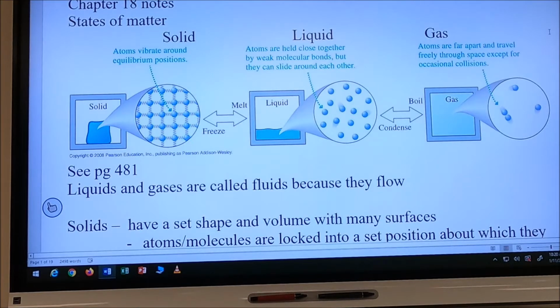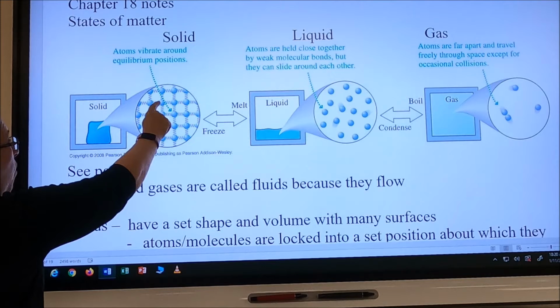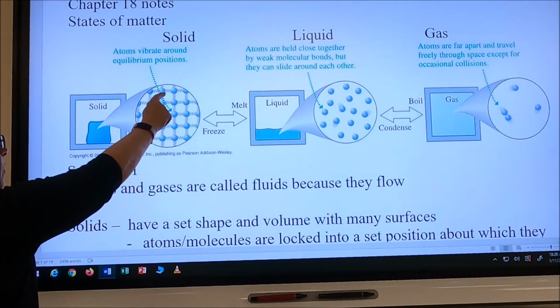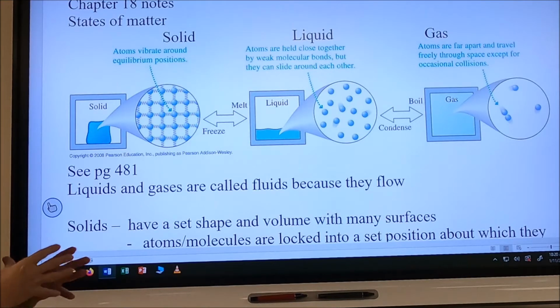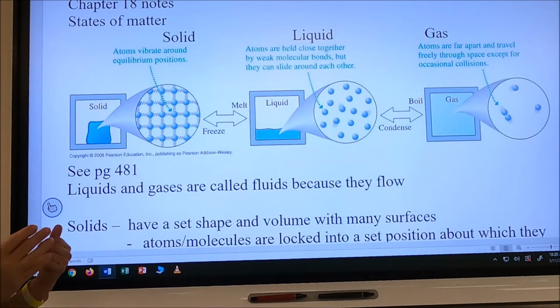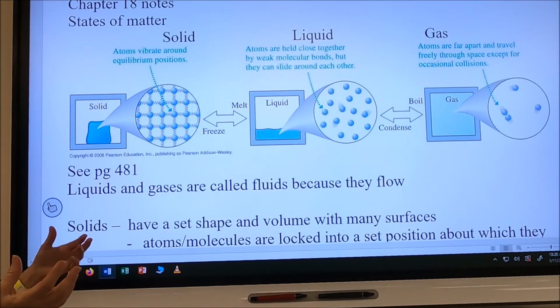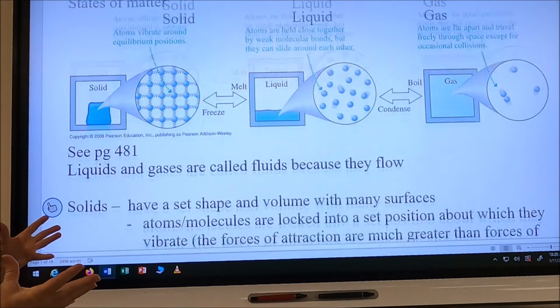Now, remember that a solid has a set shape and a set volume, and it has many surfaces. And that's because there are quite strong interactions, okay, between the particles. So if you think about two things at play, one against the other, we have the attractions between particles and we have collisions which try to push them apart. In the solid, the attractions are winning. The pull together is stronger than the push apart.